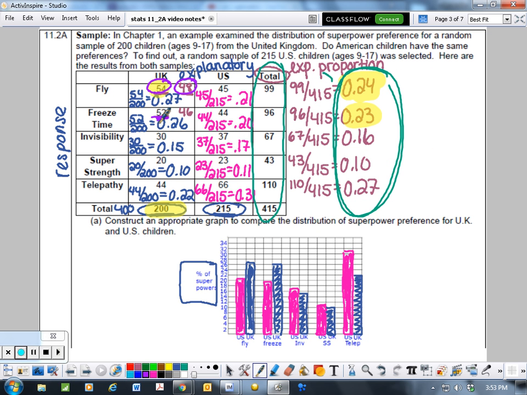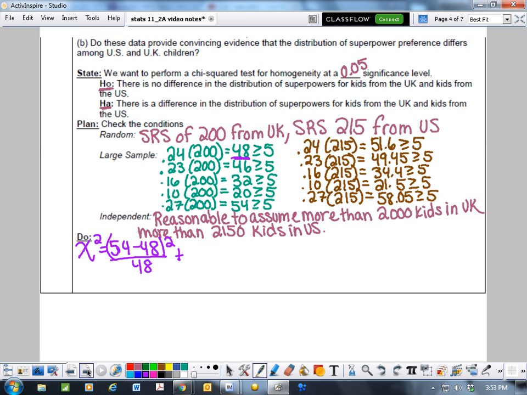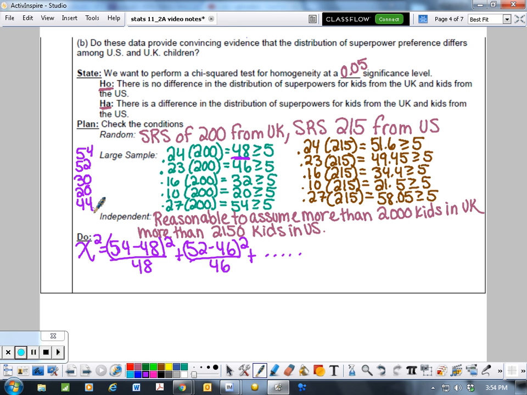Then I'll take the next one, so I'm going to go back and check. We had 52, so 52 minus the 46. And we just keep on going. A lot of times you'll see me write the information down. So I'll have, okay, this was 54, this was 52, this was 30, this was 20, and this is 44. And on your paper it's nice because you have that chart right there.